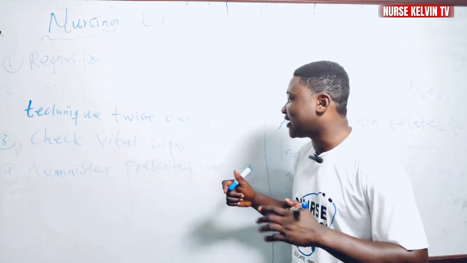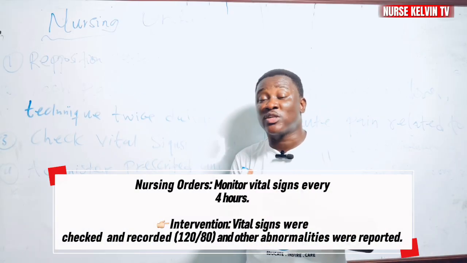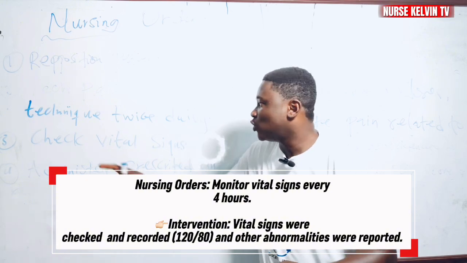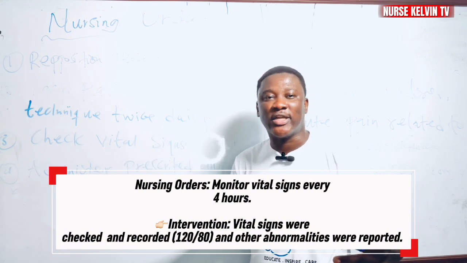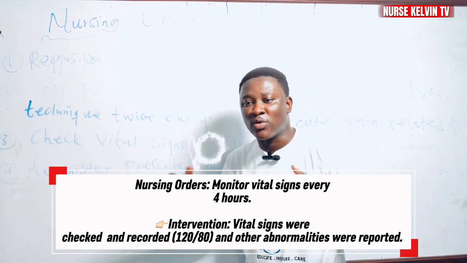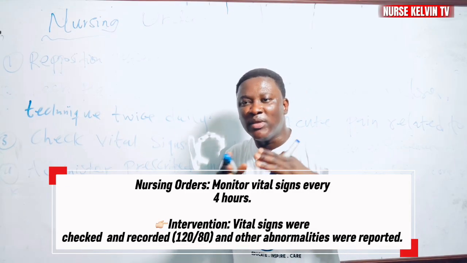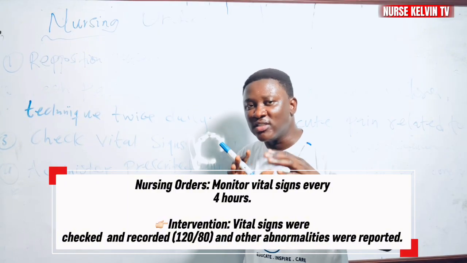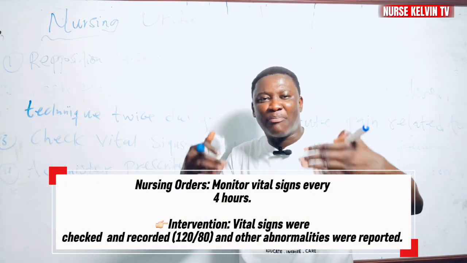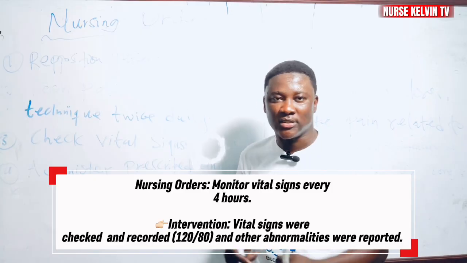Then we have check the vital signs. I know most of us know. So the vital signs were checked and recorded, in bracket, the BP was 120/80. Then other abnormalities were reported.